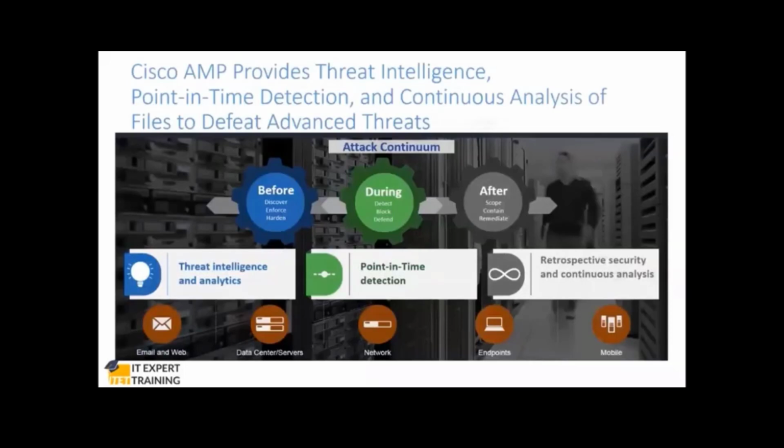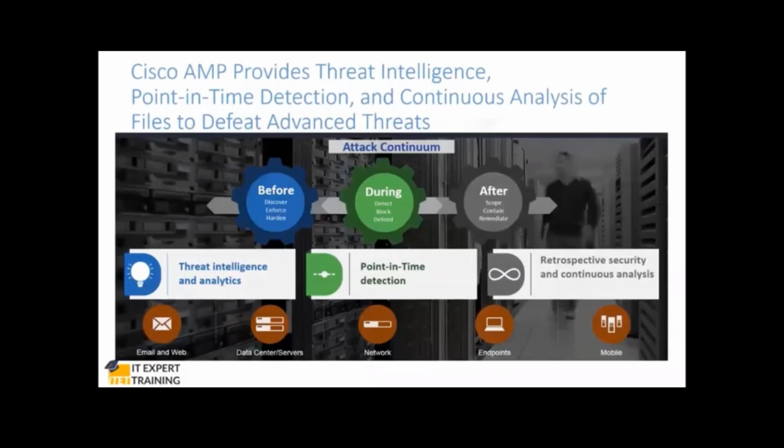So now we can see how AMP provides this visibility and control. Well, it's done in three primary ways: threat intelligence and analytics, point-in-time detection, and continuous analysis, the continuous security mechanism.